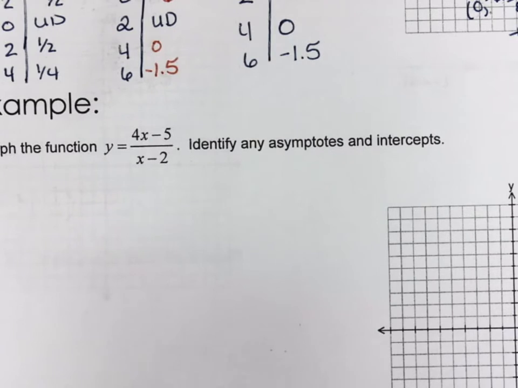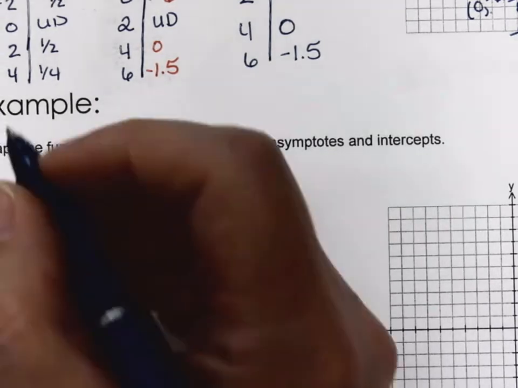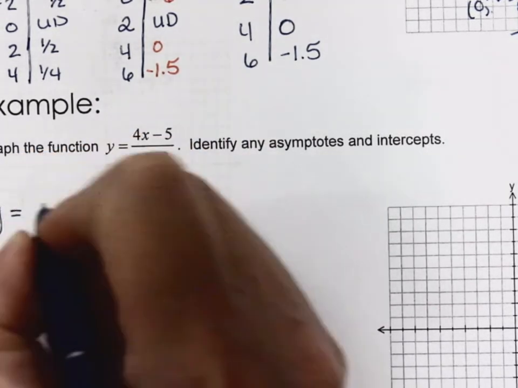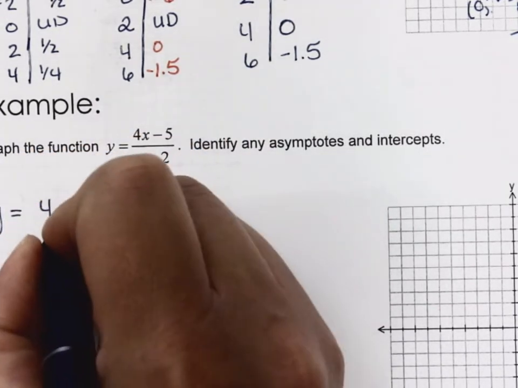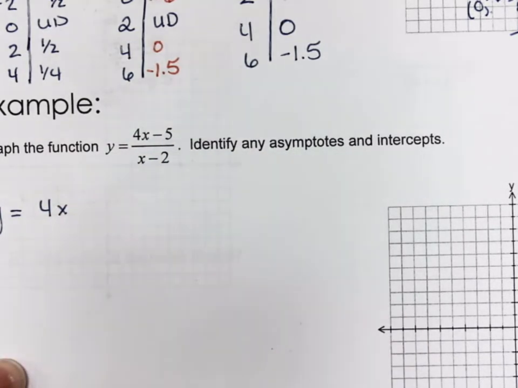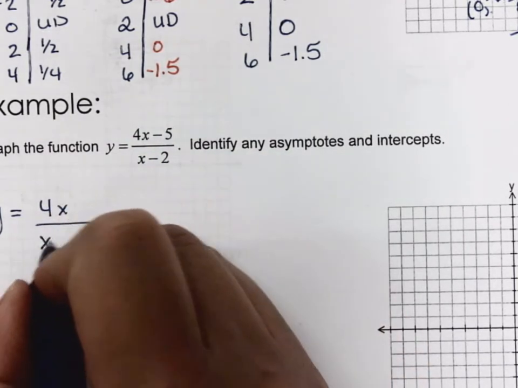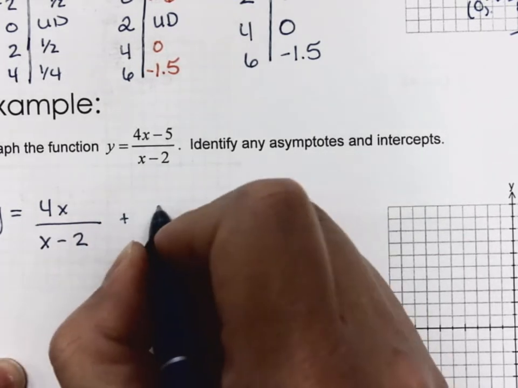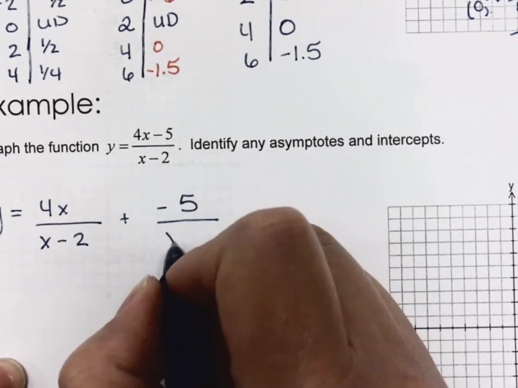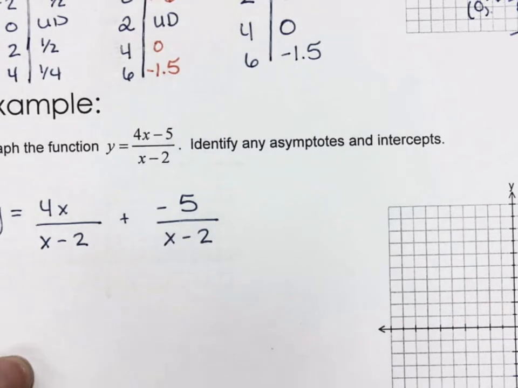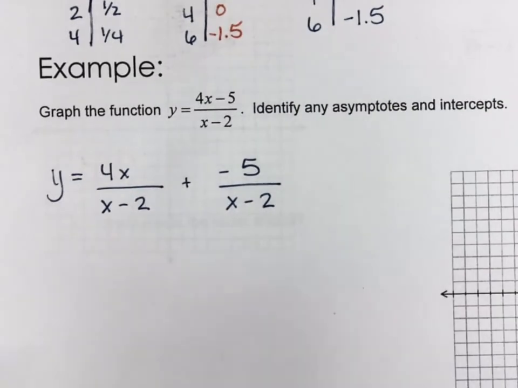So I need you to take a big deep breath. Okay? I need you to take a big deep breath. Okay, so we're going to convert to transformation form. That's what we're doing right now.